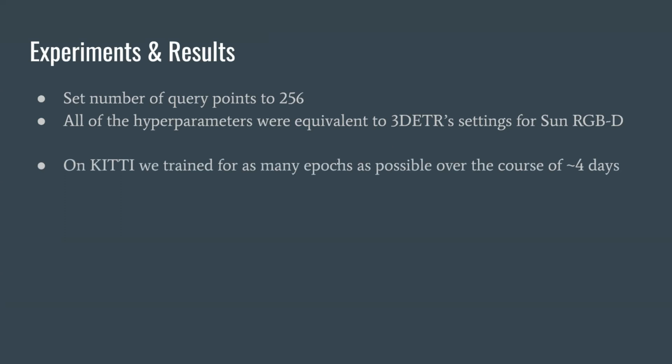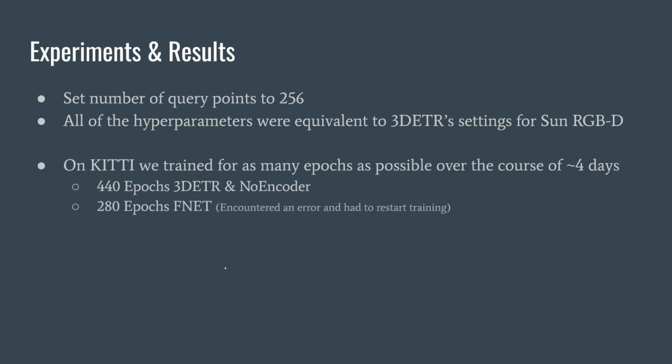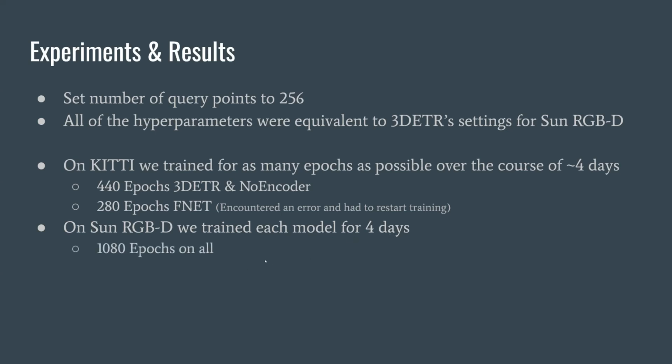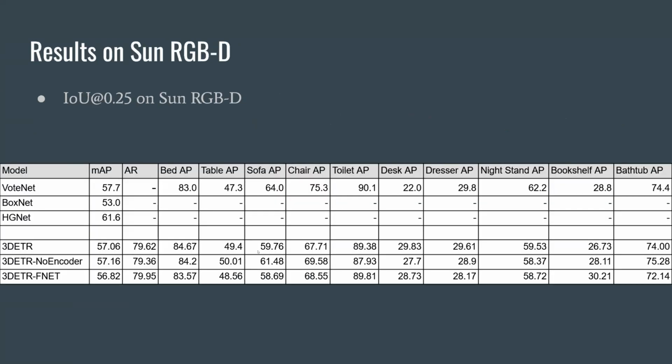On KITTI, we trained for as many epochs as possible over the course of about 4 days. That was about 440 epochs for 3DETR and no encoder, and only about 280 epochs for FNet because we encountered an error and had to restart the training about halfway through. On SUN RGB-D, we trained the models for 4 days, and all of them were trained for 1080 epochs.